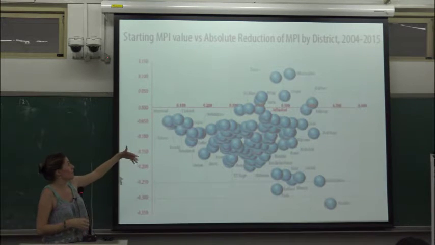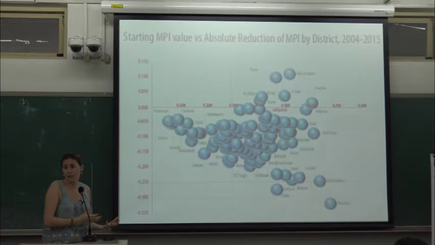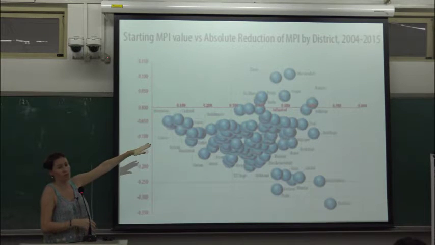However, there are some districts that have medium or even high levels of MPI in 2004 that are either very close to zero or even above zero.